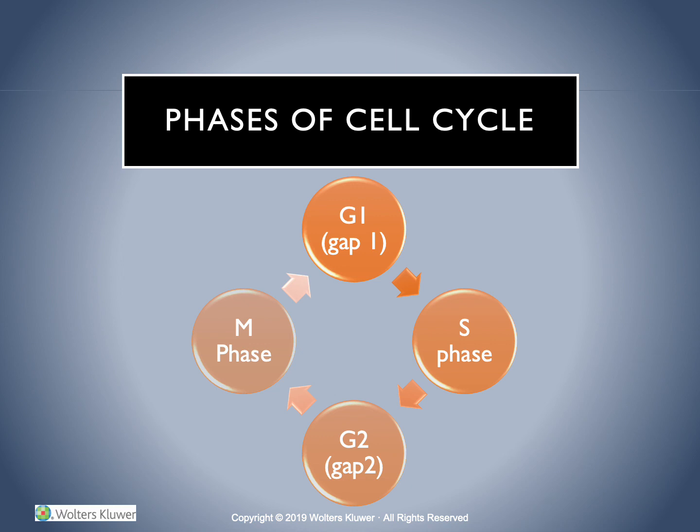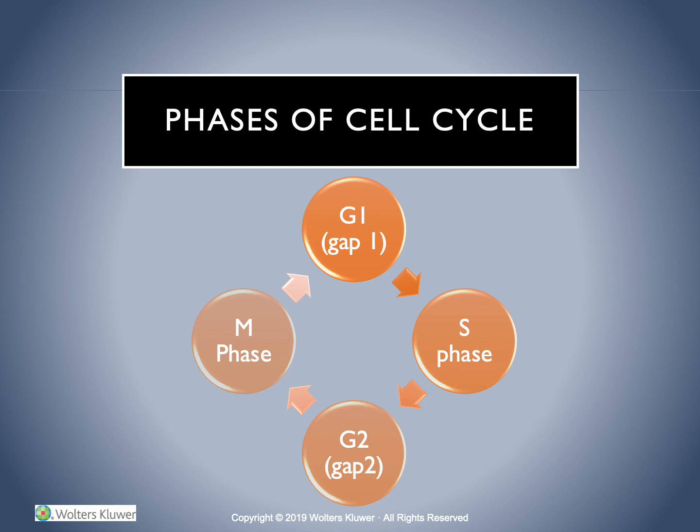The S phase, also known as the synthesis phase. In this phase, the DNA replication occurs. The cell synthesizes a copy of its DNA, resulting in the formation of sister chromatids. Each chromatid contains an identical copy of the genetic material.